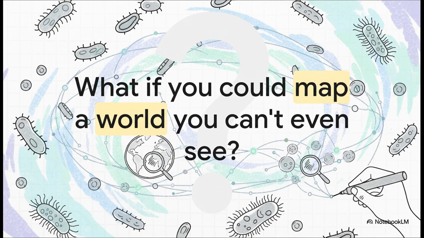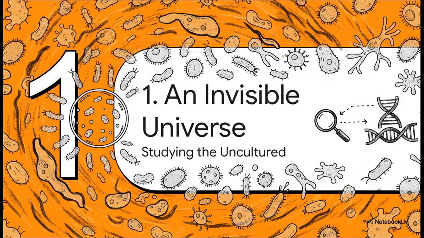Think about that for a second. How do you map a world you can't even see? We're talking about these incredible ecosystems teeming with billions of organisms, and they're all completely invisible to the naked eye. Scientists have been trying to chart this world for a long time, and now we're getting closer than we've ever been before. So what's the first huge hurdle in mapping this invisible universe?